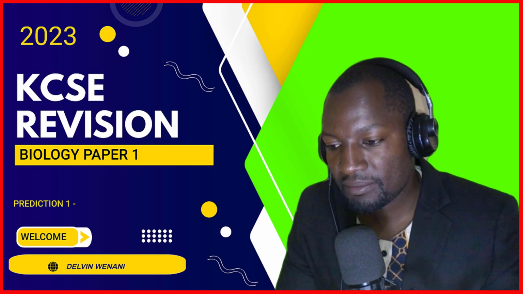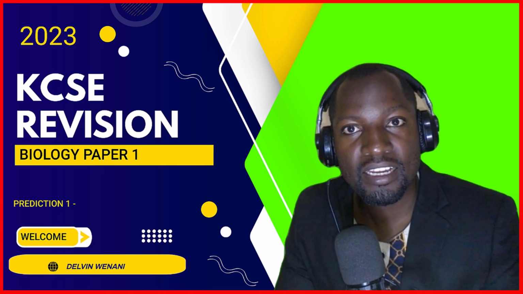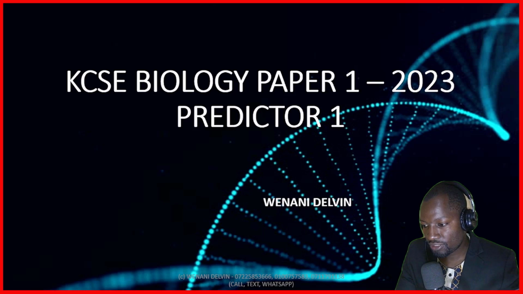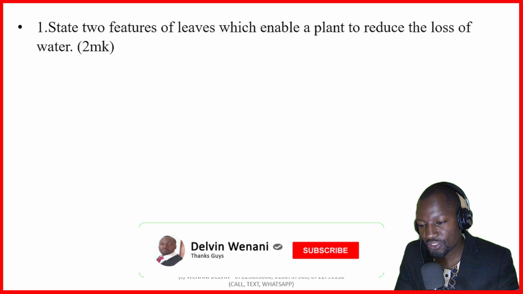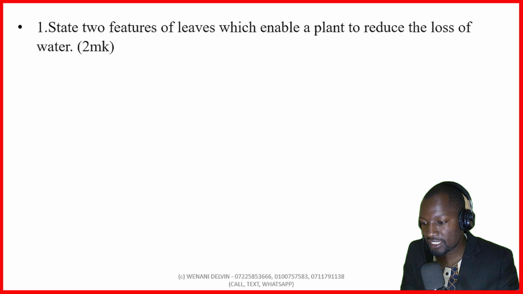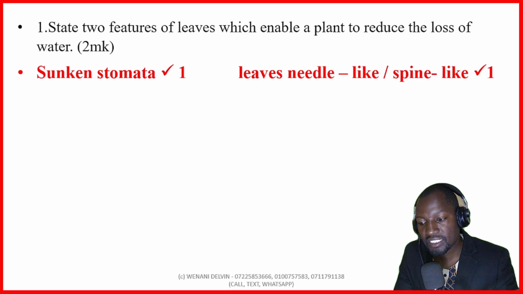Now, KCSE Biology Paper 1, 2023, Predictor 1. I prepared some sample questions which look as follows. Question number 1, state 2 features of leaves which enable a plant to reduce the loss of water. One of them is that it has what we call sunken stomata. And also it has leaves which look like needles, so needle-like leaves.